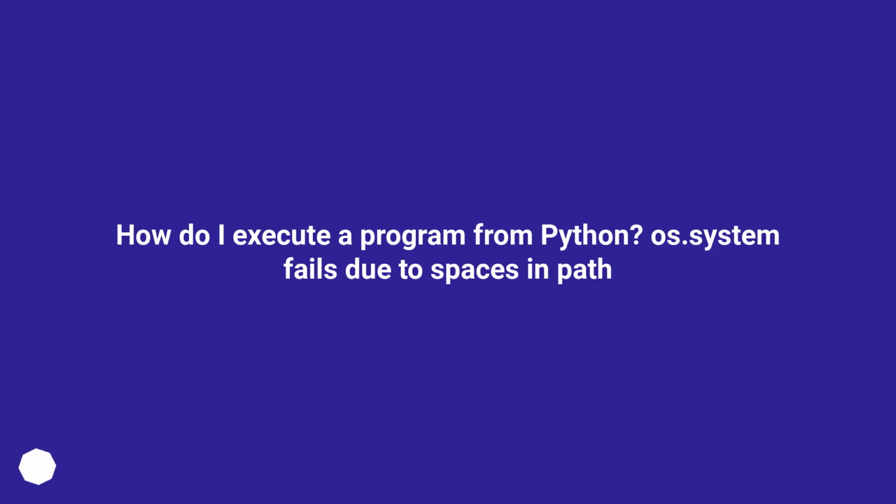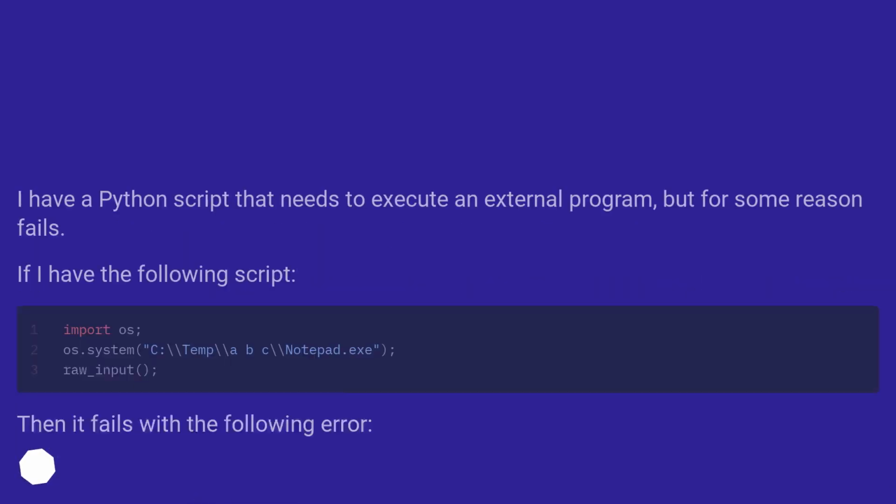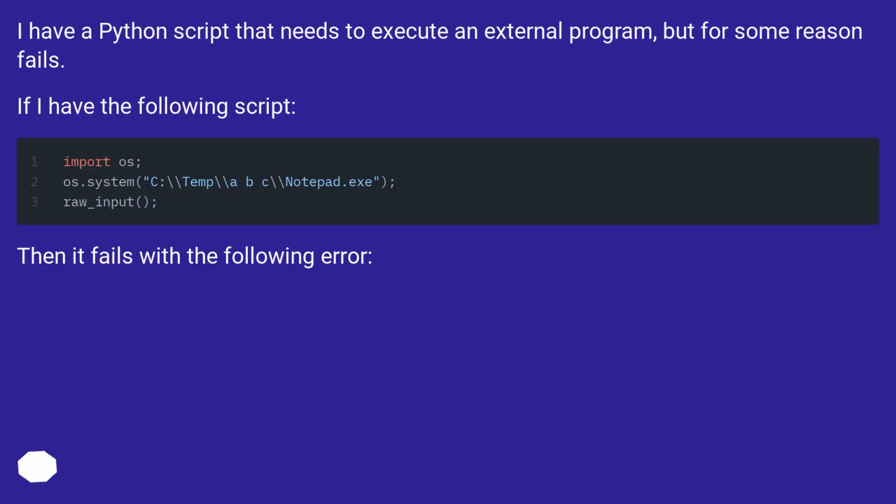How do I execute a program from Python? os.system fails due to spaces in path. I have a Python script that needs to execute an external program, but for some reason it fails. If I have the following script, then it fails with the following error.